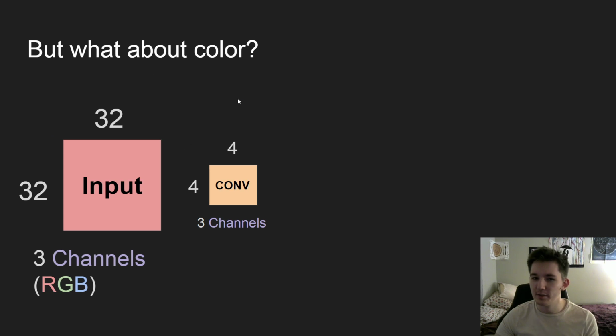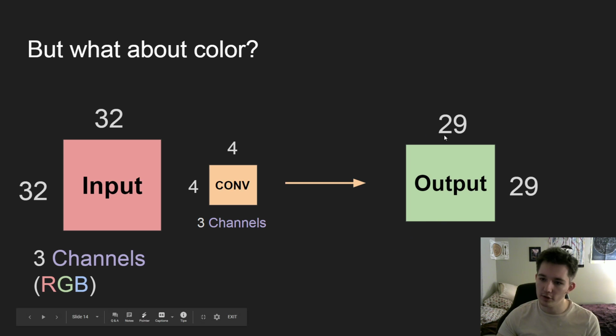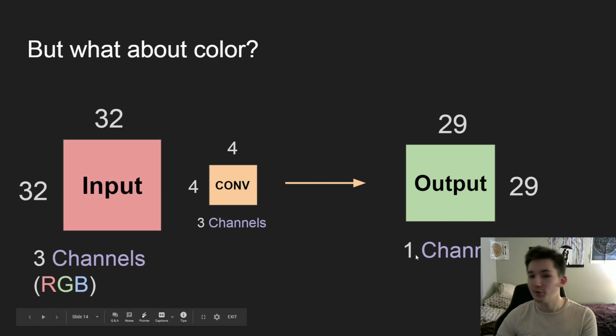So one interesting thing about this is that if we do this operation, we'll end up with some output. This is stride 1, so we get 29 by 29. And the question becomes, how many channels does this have? What are its actual dimensions? We have 29 by 29, but by what? Take a second to think about it.